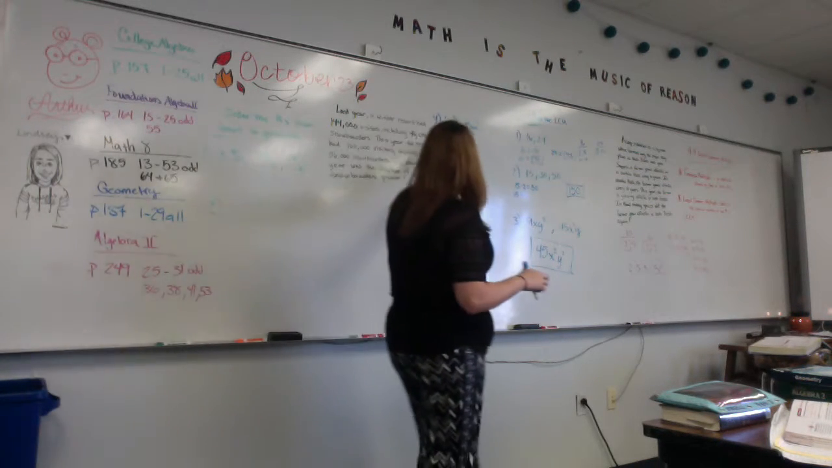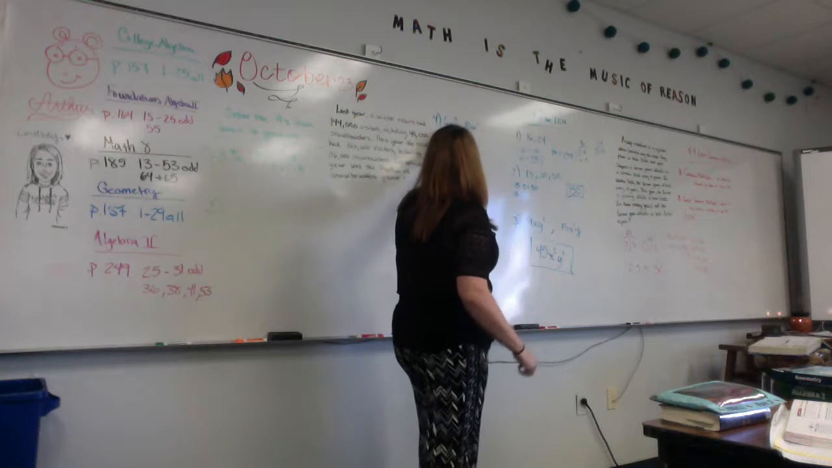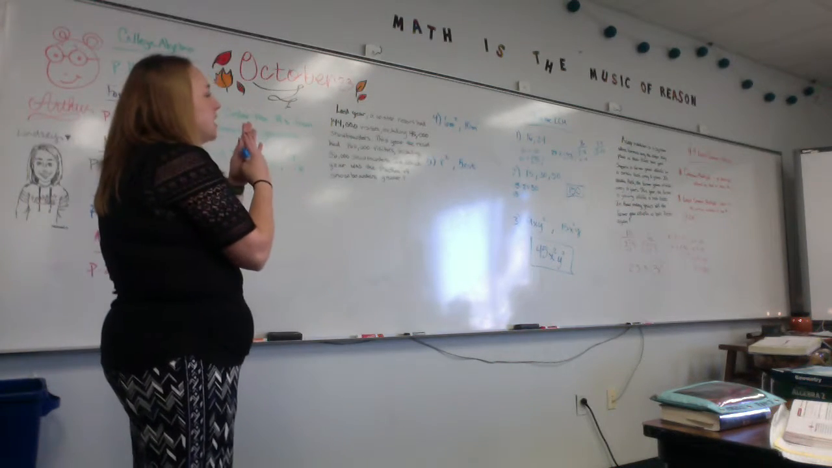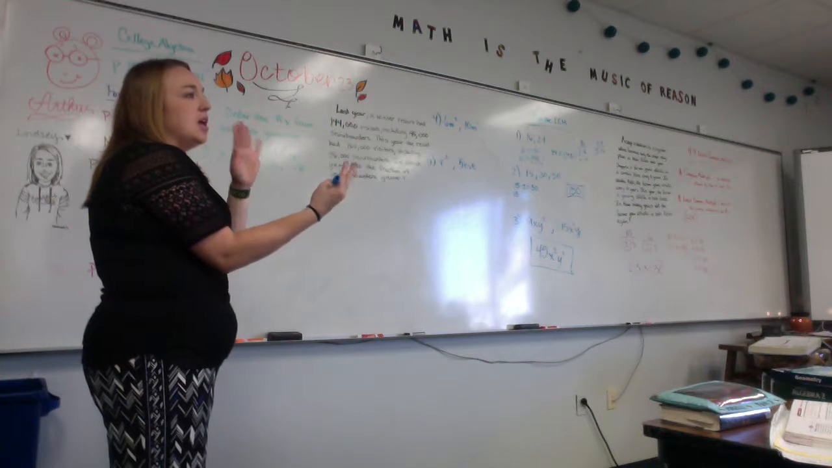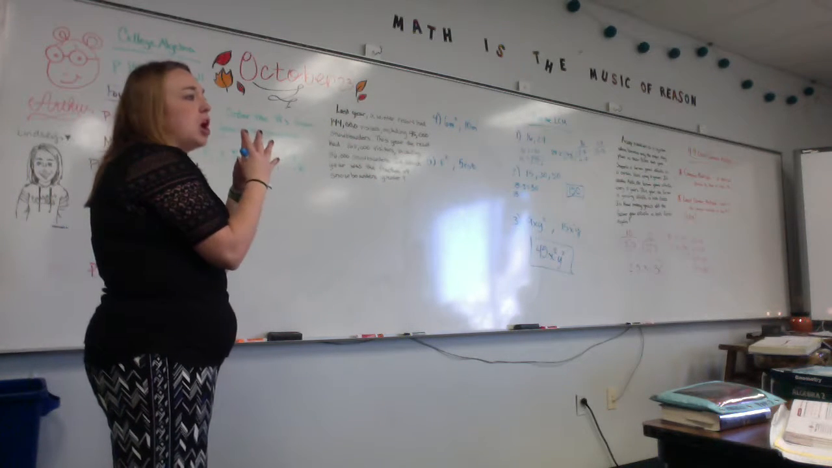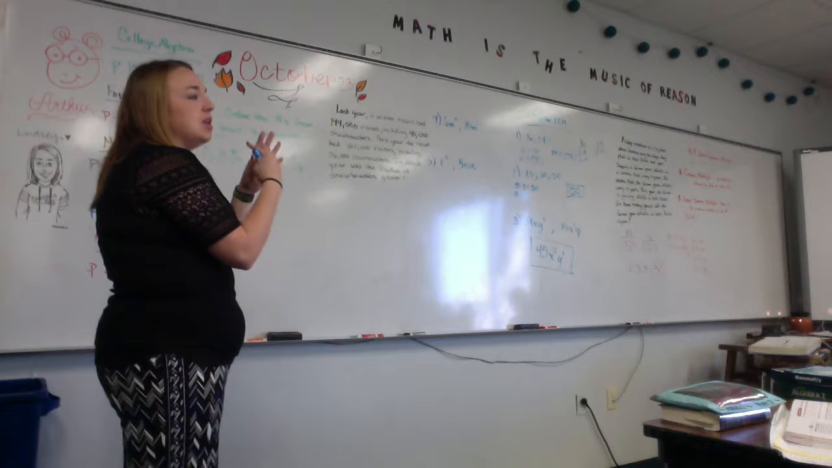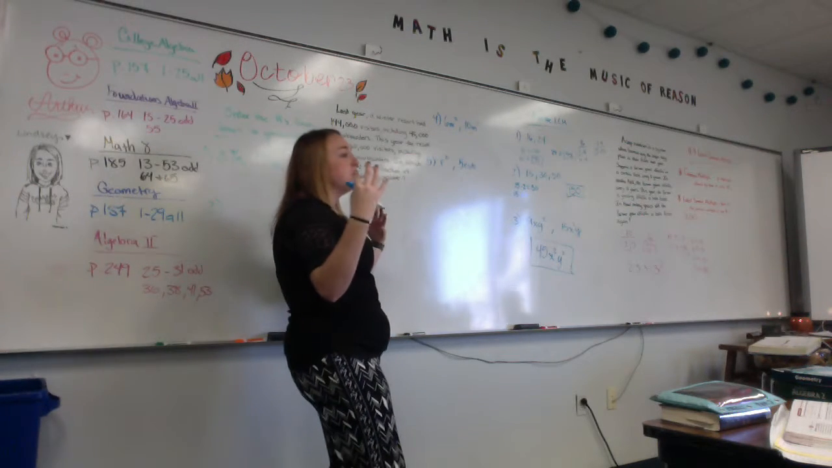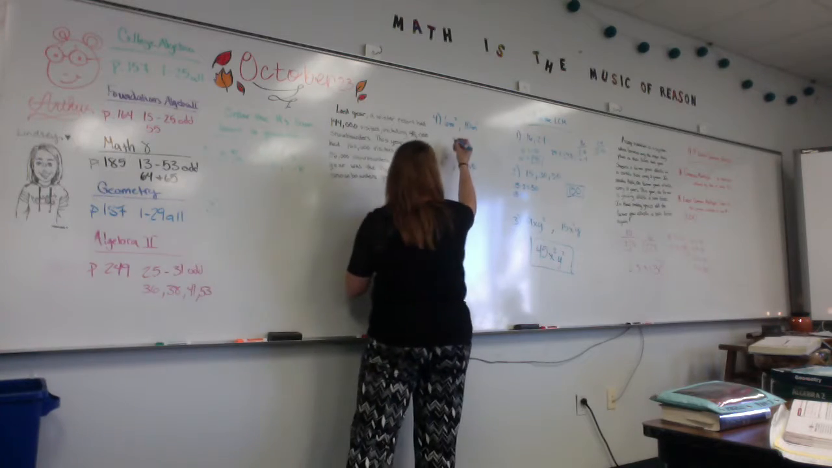Okay, 6m squared, 10m cubed. Look at 6 and 10 first. What's the least common multiple of those? If I multiply 10 by 2, I get 20. Can you get 6 to 20? No. If you multiply 10 by 3, it's 30. Can you get 6 to 30? Yes. So my least common multiple of those two numbers is 30.